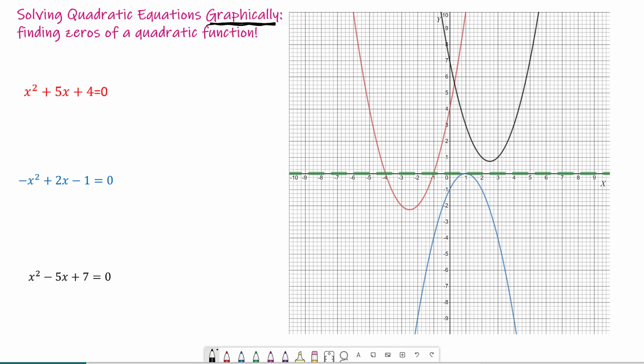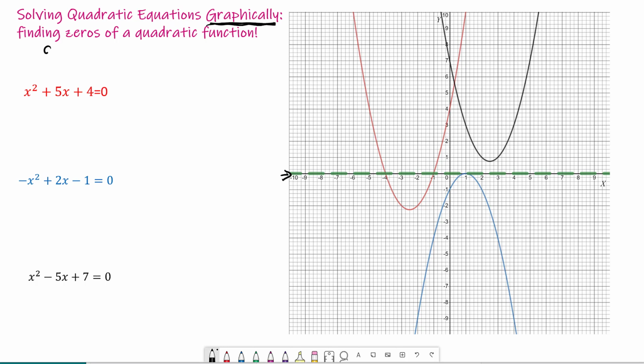What we're doing is we're looking for the zeros of a quadratic function, or the places where the quadratic function crosses the x-axis. So in this graph here on the right, we have a few quadratic functions, a few parabolas, and we're looking for the places where they cross the x-axis, or where y equals 0 for a function.